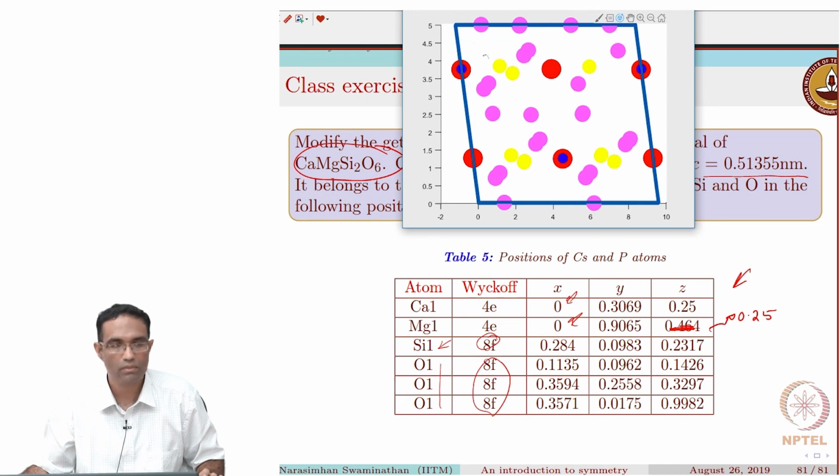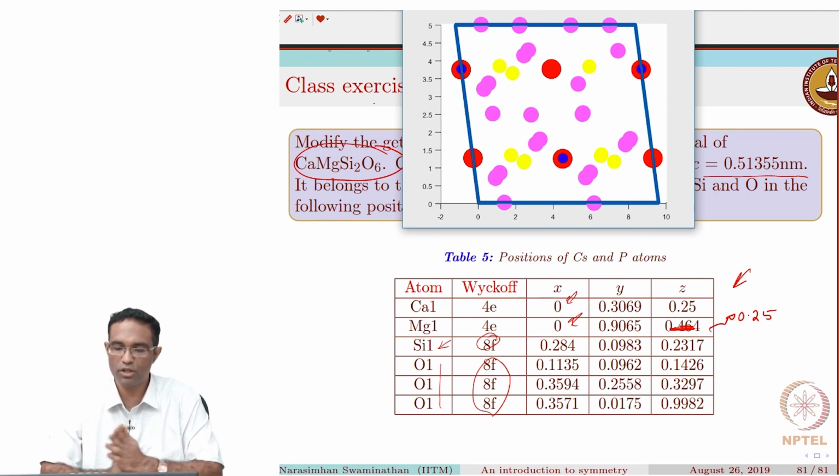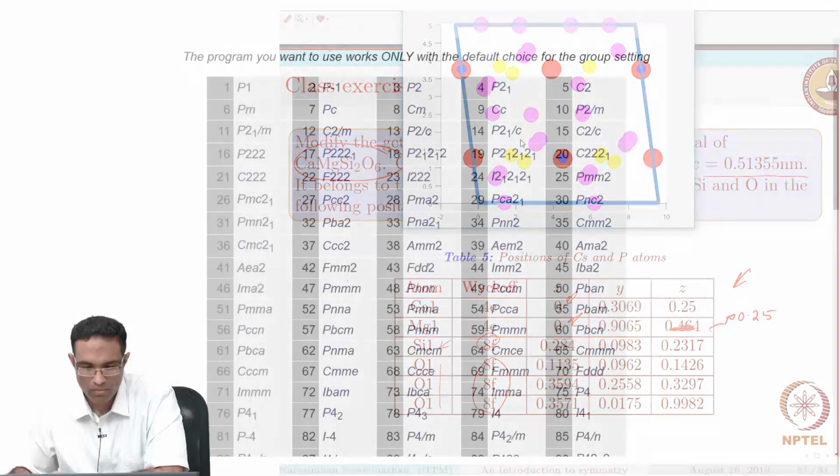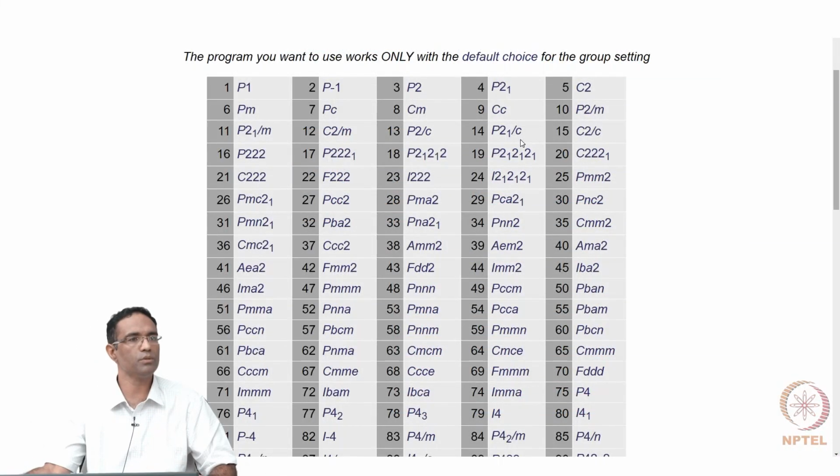Calcium and magnesium both have 4e equal position. Correct. So does that mean the number of atoms in the unit cell should be the same for calcium and magnesium? Yes, if calcium and magnesium are both present in position 4e, then the multiplicity is 4. So there will be 4 calcium atoms and 4 magnesium atoms, 8 silicon atoms, and 24 oxygen atoms. Right? Okay. Are there any questions with this monoclinic lattice construction?